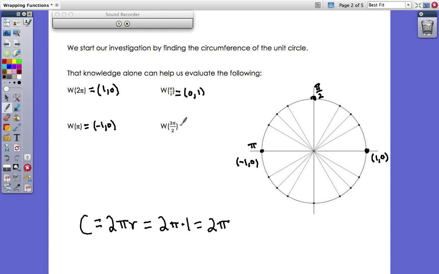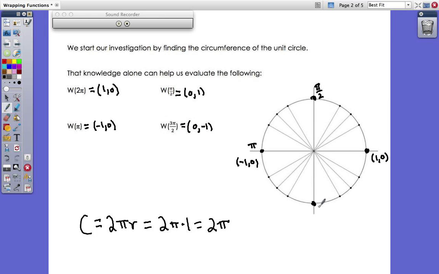And the last one on the page here, what about a wrap of 3 pi over 2? You could think about it a couple ways. You could think of it as 3 turns of pi over 2: 1, 2, 3. You can think of it as 1.5 pi, which would just be half pi short of 2 pi, so coming back this way. Or you can think of it as pi over 2 more than pi. Either way, we're down here at this coordinate, and that is 0, -1.